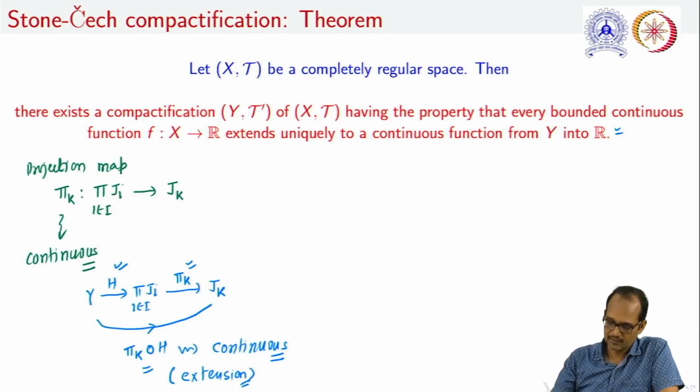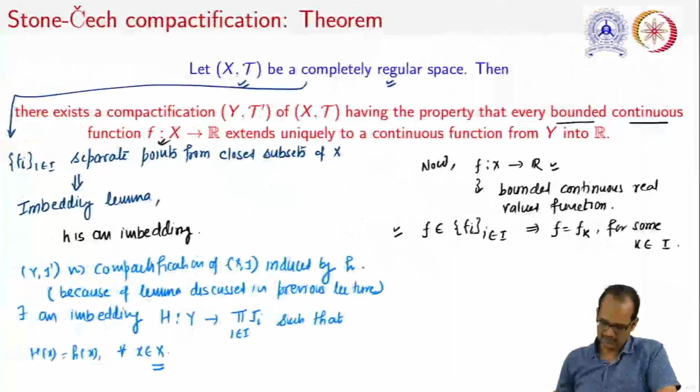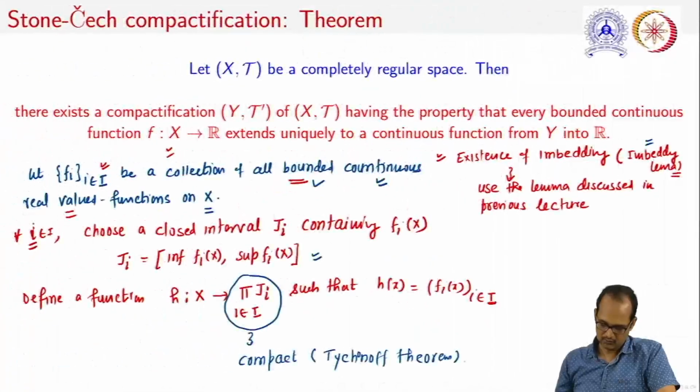and actually this is precisely the extension which we require, because if we compute this pi k composed with h-bar at any x, where x is an element of X, this will be nothing but pi k of h-bar of x, that is given by pi k of h(x). And if you recall the definition of h(x), or the definition of h which we have already defined, this h(x) is nothing but fi(x) where i in I.